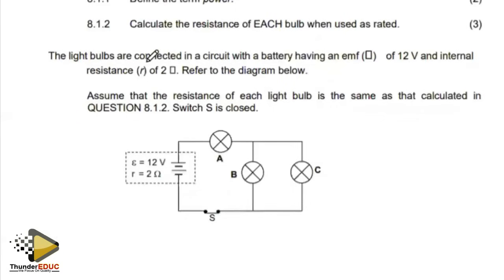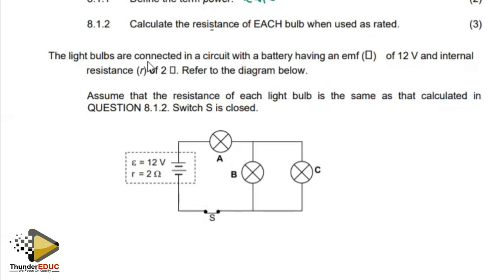Okay, so 3 resistors, and light bulbs are also resistors. A, B, and C, each are rated 6 watts and 12 volts. Define the term power. Power. So we say the simple one, rate at which work is done, or the rate at which energy is transferred. You can say that, or rate at which energy is converted. Any other definition is also acceptable.